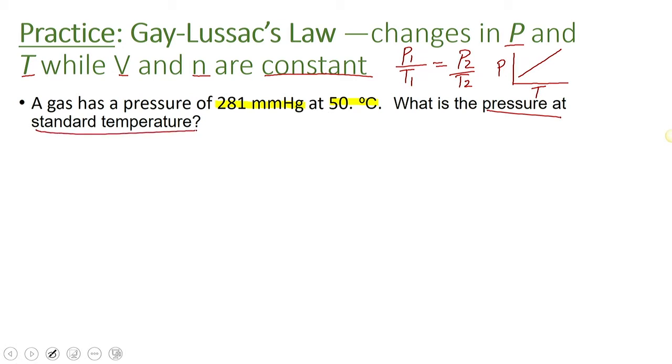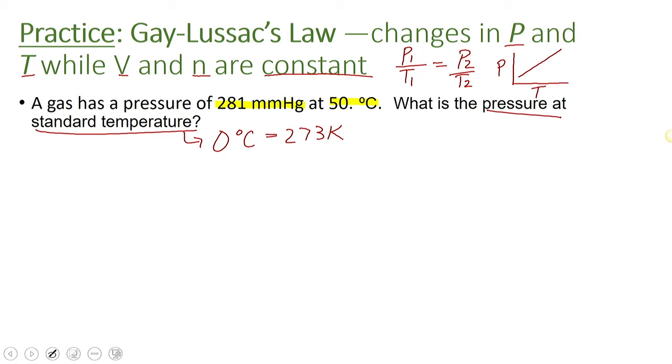Well, remember, standard temperature is 0 degrees Celsius, which is also 273 K. Remember, we cannot use Celsius in any of these problems. We have to always convert everything to kelvins. All right, so what is the pressure at standard temperature?